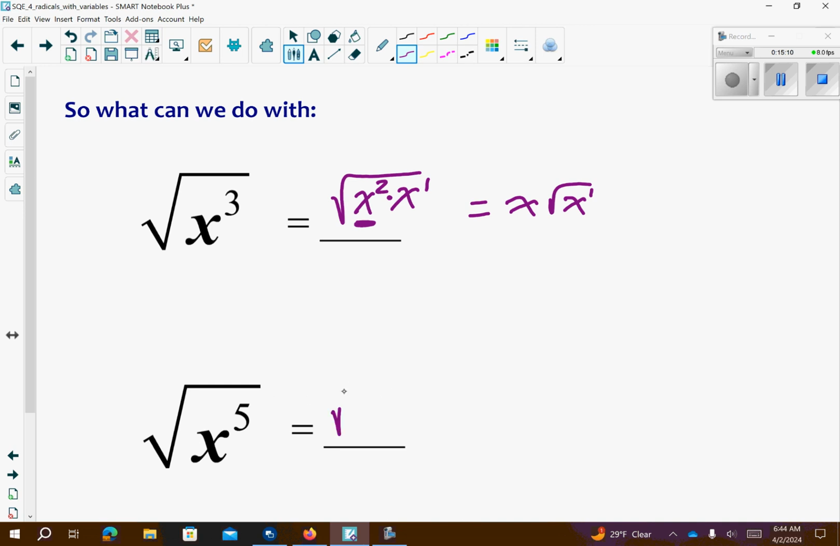All right, so take this next one. So I'm going to make this x to the fourth times x to the first, because remember, if we add those together, I get 5.